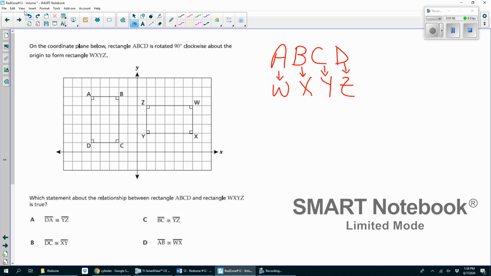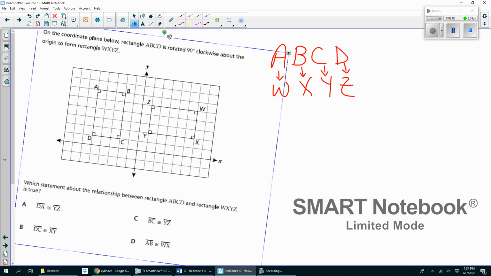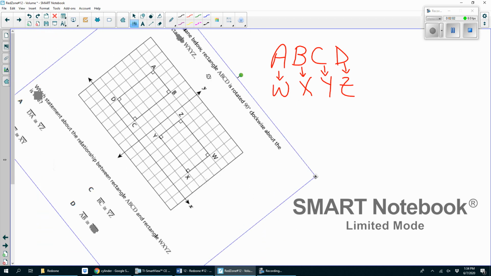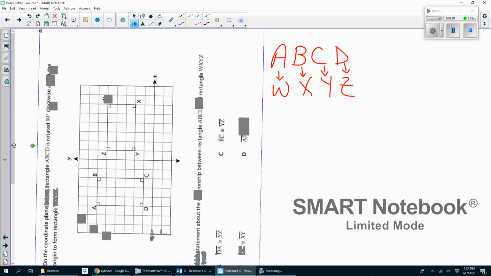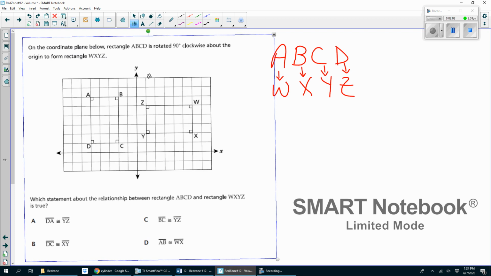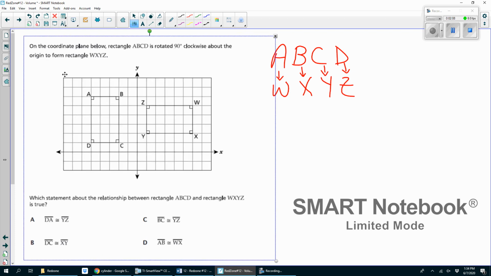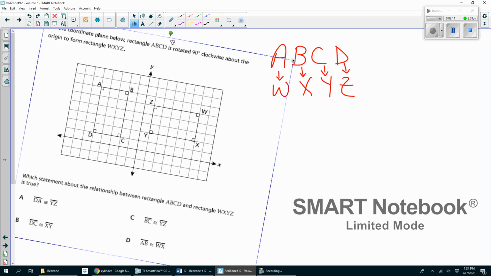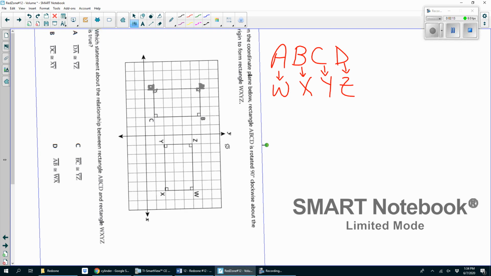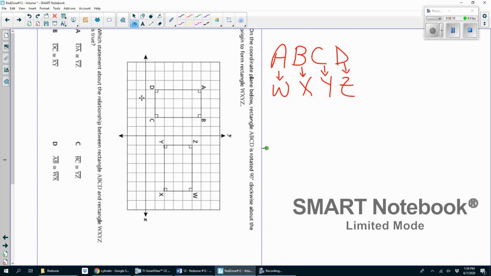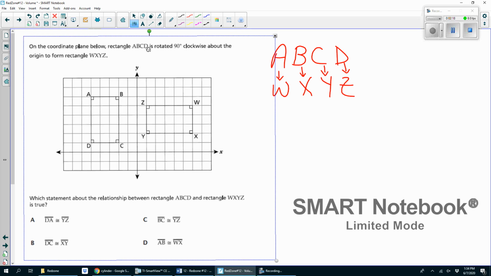But before I look at the answer choices, I just want to remind you that when we rotate, you can rotate things clockwise or counterclockwise. This one was rotated clockwise. That's why we started here in quadrant 2 with ABCD, and we rotated it clockwise, and you can see that it ended up on its side in quadrant 1. And that's exactly what rectangle WXYZ looks like, right here on its side in quadrant 1.